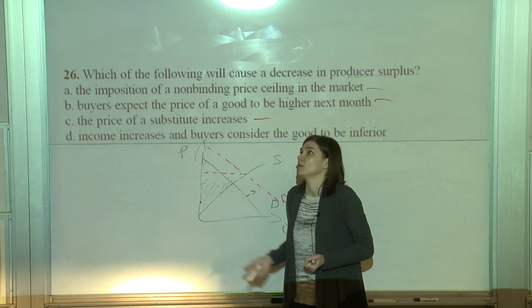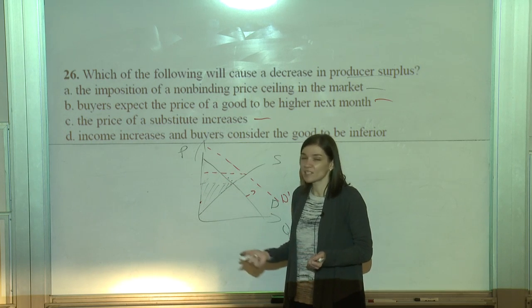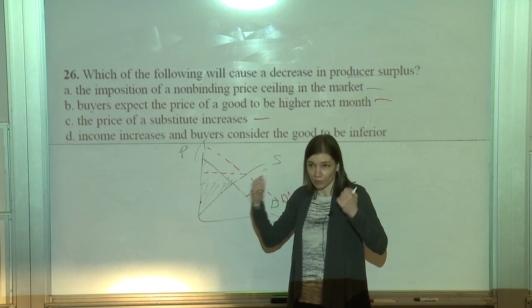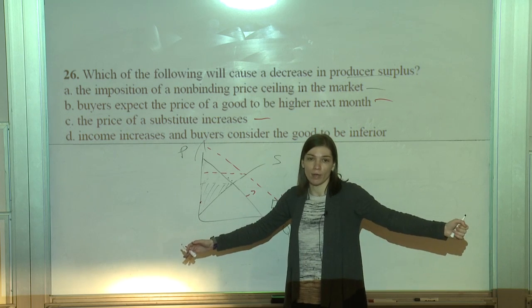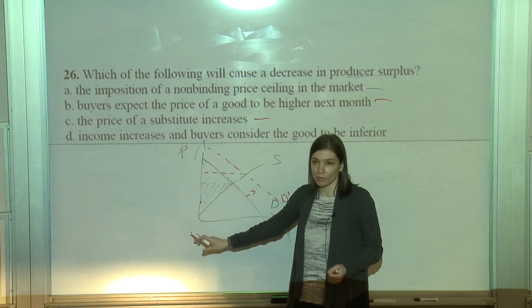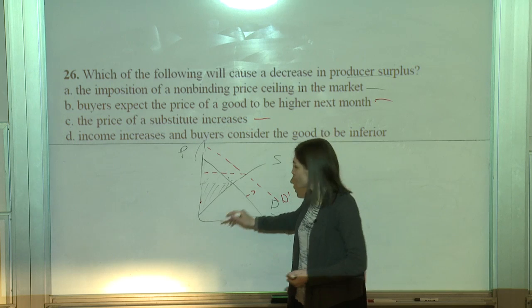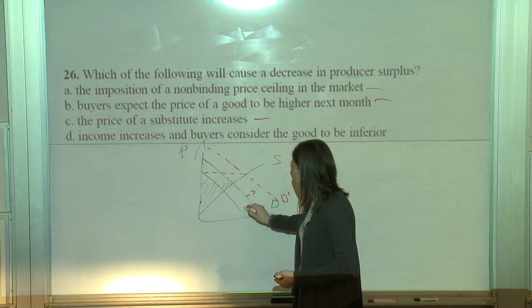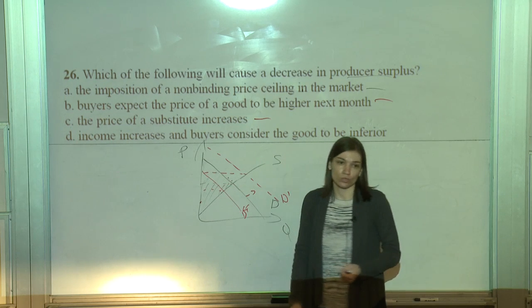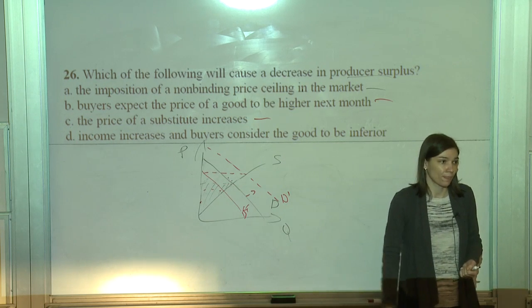Think of it as bus tickets versus cars. People get more money, they buy a car and no longer buy the bus ticket. So in the market for bus tickets, there's going to be a shift in demand to the left. And when demand decreases, producer surplus decreases as well. So D.